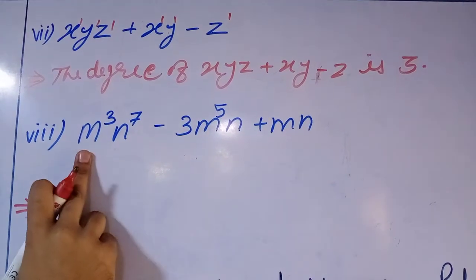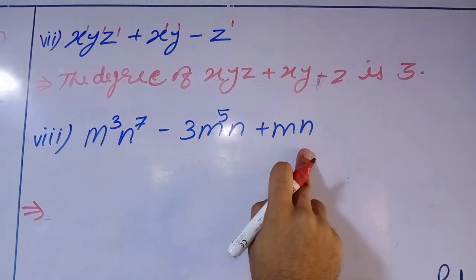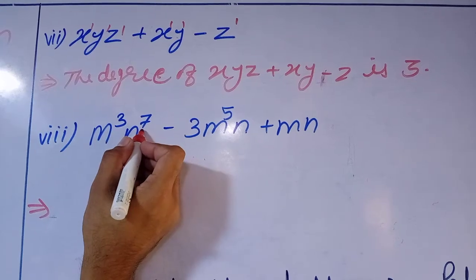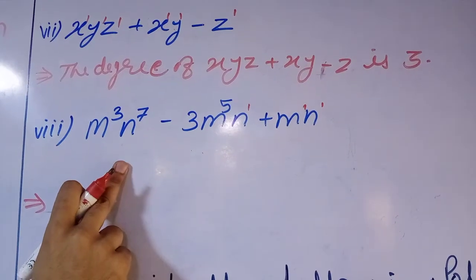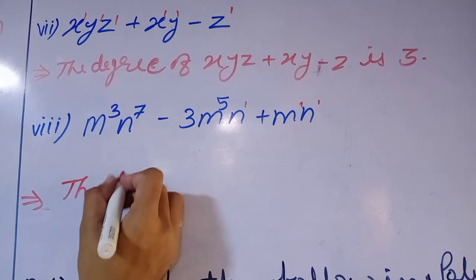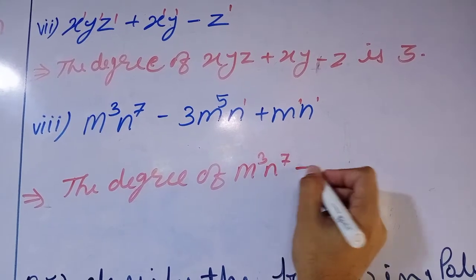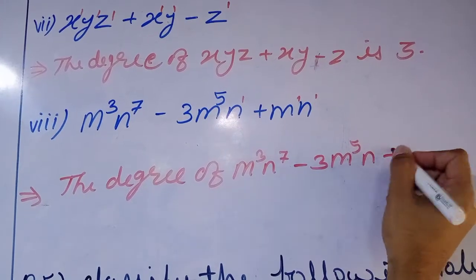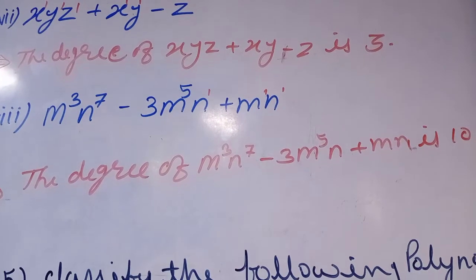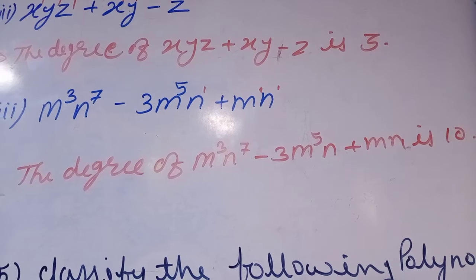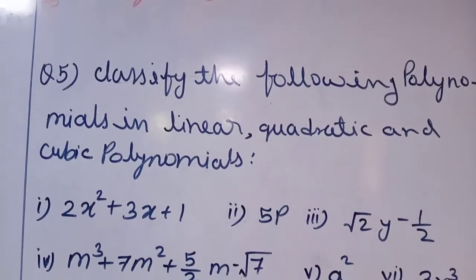In this one, we have m raised to 3 n raised to 7 minus 3 m raised to 5 n plus mn. So 3 plus 7 is 10, 5 plus 1 is 6, 1 plus 1 is 2. Which one is the greatest? 10. So the degree of m raised to 3 n raised to 7 minus 3 m raised to 5 n plus mn is 10. This way we can calculate the degree of a polynomial in which we have more than one variable.